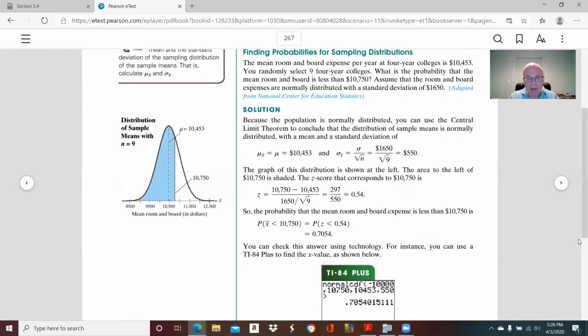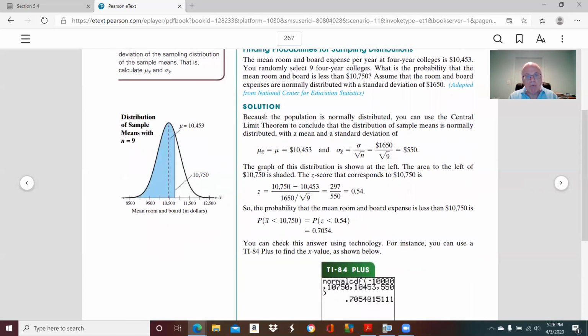So we're going to write down our sampling distribution. We have to assume here because the population is normally distributed, what can we say? The sampling distribution is normally distributed regardless of the size of the sample. Sample's 9. It doesn't matter if it's greater than 30. It's definitely normal here because the population is normal. Mu x bar, the mean of the sampling distribution, is equal to the mean of the population, 10,453. The standard error, which is the standard deviation of the sampling distribution, is population standard deviation divided by the square root of the sample size, 1650 divided by the square root of 9, which is 550.